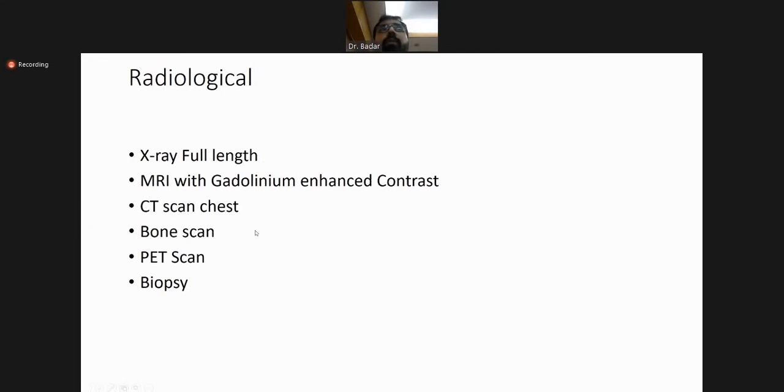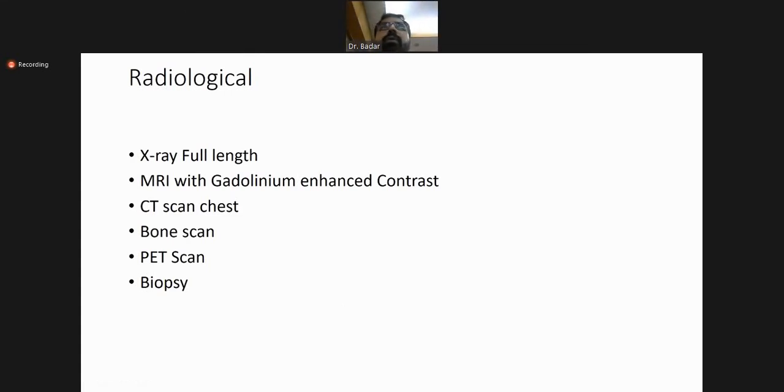Number 1. Then MRI with gadolinium enhanced contrast, number 2. Number 3, CT scan chest. Number 4, bone scan. Number 5, PET scan. And in the end, biopsy. So every investigation has significant importance.